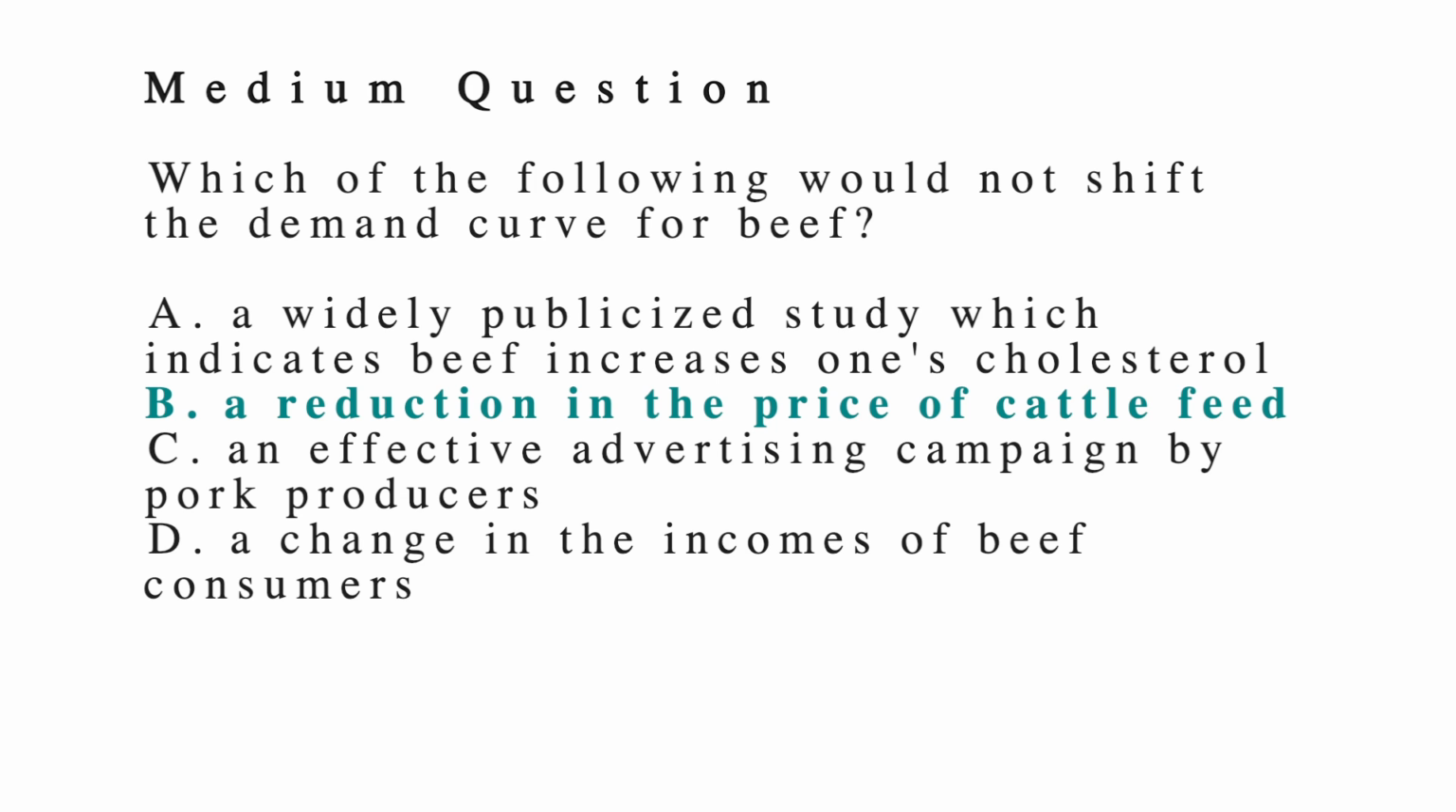It won't be C, because an effective advertising campaign by pork is a substitute. So that won't be one of the answers too. And finally, it cannot be D, because a change in income, as we know, also affects the demand curve. So the only one that doesn't change it is a reduction in the price of cattle feed. And why is that? Cattle feed would be an input, and an input would affect supply, which we'll see in a later video.